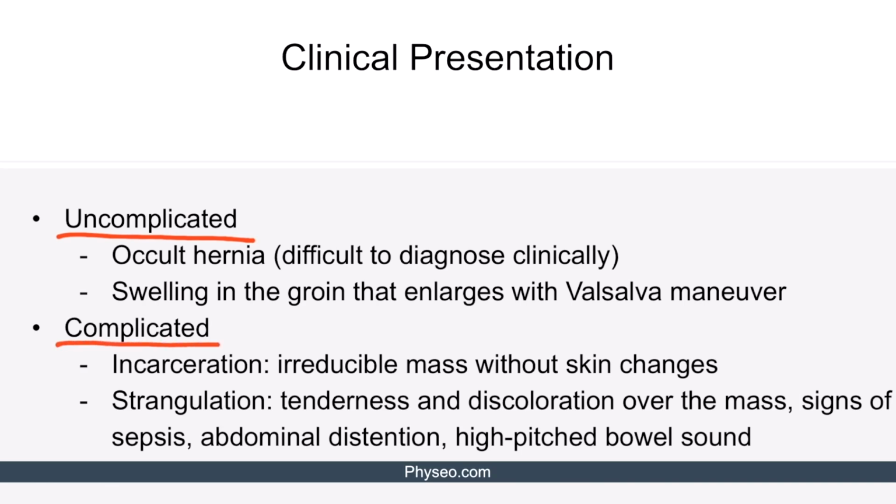Complications of femoral hernias include incarceration and strangulation. Incarceration presents as an irreducible mass without skin changes. And finally, a strangulated hernia presents with tenderness and discoloration over the mass. Signs of sepsis, such as increased or decreased temperature, leukocytosis, tachypnea, and tachycardia, as well as symptoms and signs of bowel obstruction like abdominal distension and high-pitched bowel sound.